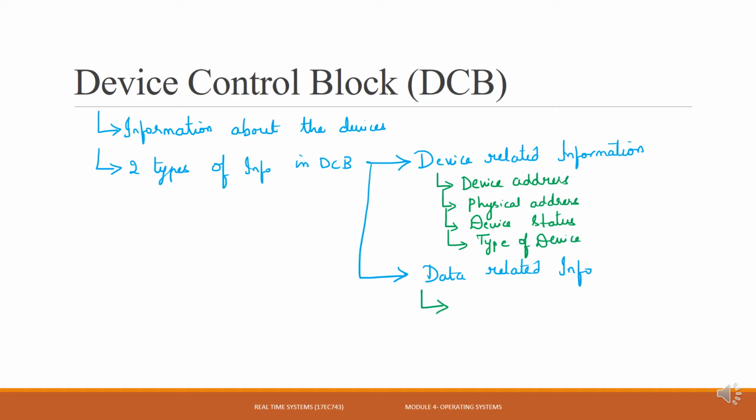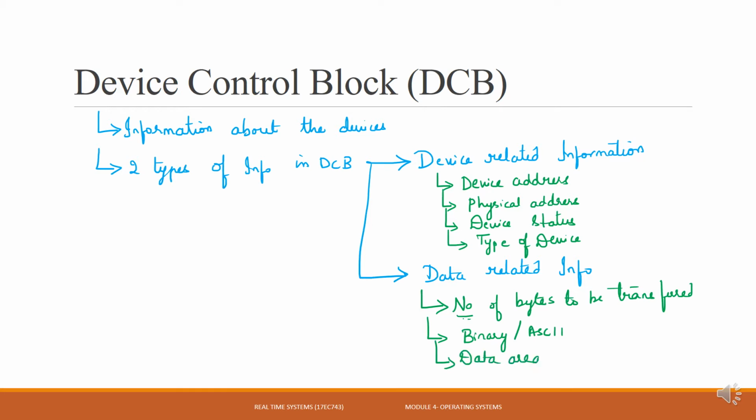When I say data related information, we get information about the number of bytes to be transferred. And we get information about whether we have to transfer the information in terms of ASCII or binary, data area address information, also current byte count.